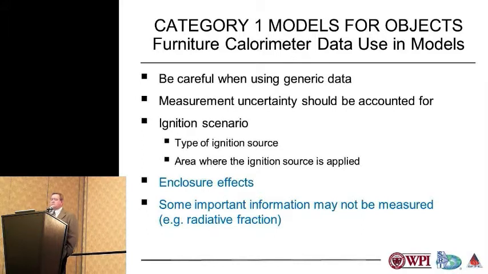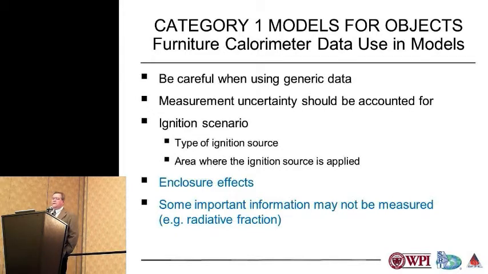Two other effects that perhaps need to be considered, or issues, are enclosure effects. We get data from testing in an open calorimeter. We then use that to model how fires behave inside an enclosure, and that enclosure can have an effect on the burning rate. It's very difficult to account for that, but that's something that may have to be incorporated or considered.